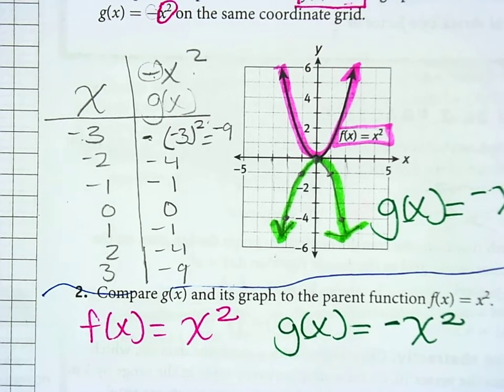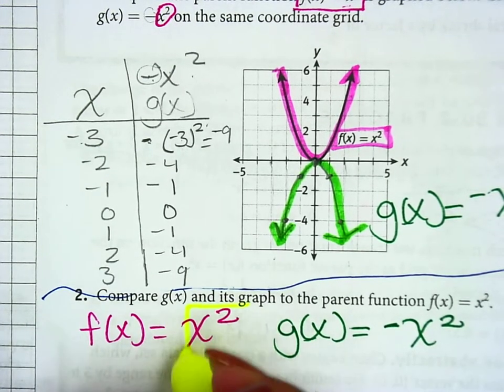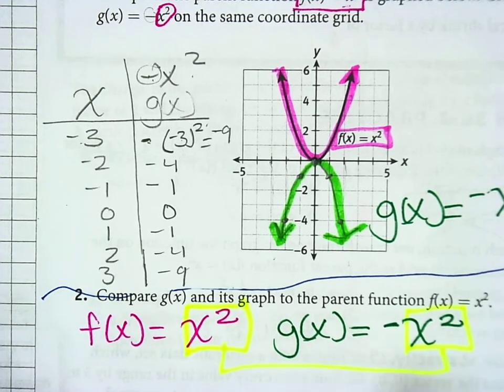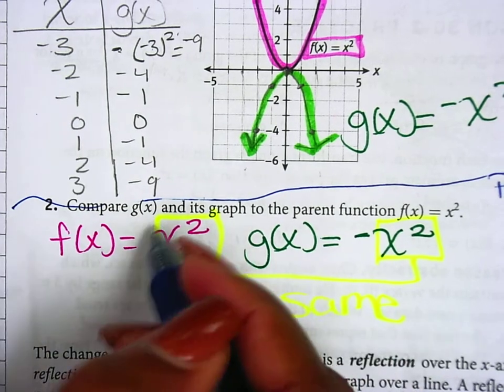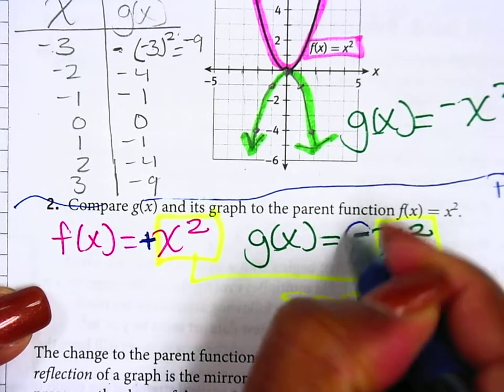So it told us to compare. If you notice here, both have x squared. This is the same. Now, what do you notice different? The difference here is that this one is positive, and this one is negative.